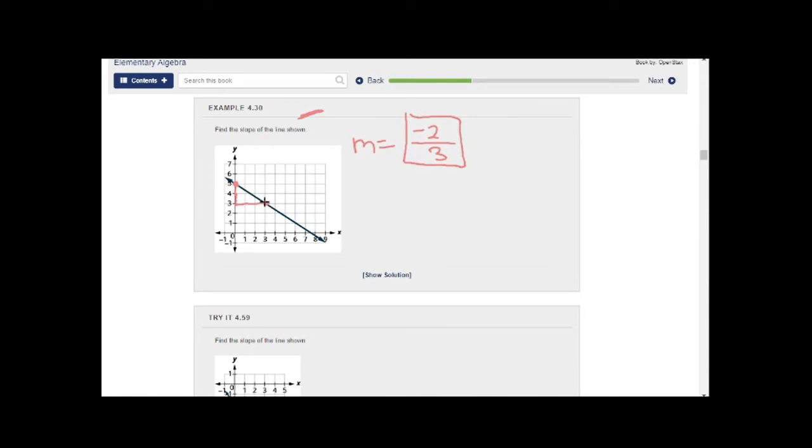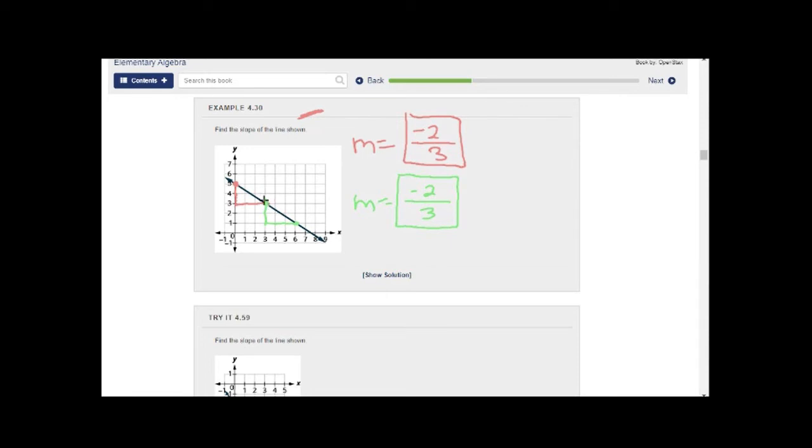Now, what if I had chosen two different points? What if I had chosen this point, because we were given a longer line here, this point and this point. Those both cross integers. Let's check this one. The rise is 1, 2, -2, and the run 1, 2, 3. Look, we got the same slope. No matter where on the line you find the slope, you'll get the same slope because by definition, a line has the same slope along its entire length.